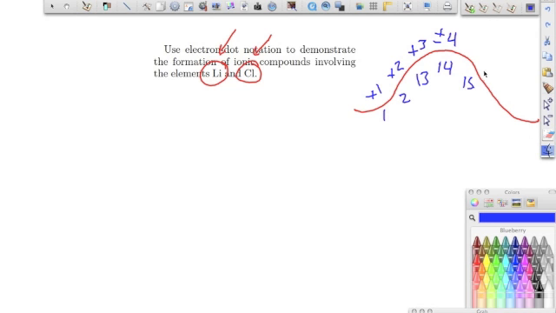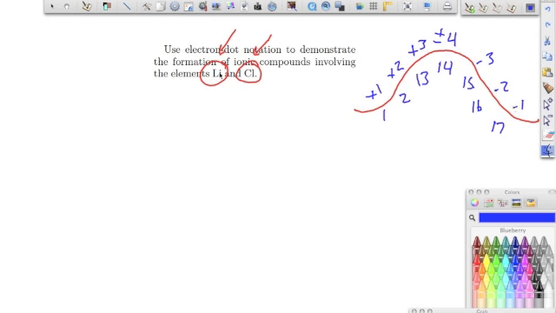15, we know that we're going to have a -3. 16, we're going to have a -2. And 17, we're going to have a -1. Now remember that group 18 is not on here because 18 is the noble gases. They do not have an oxidation number because they don't react with anything.